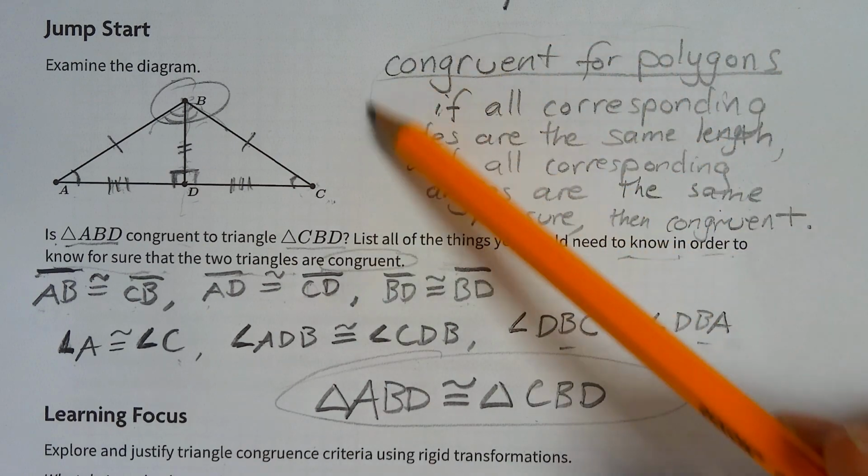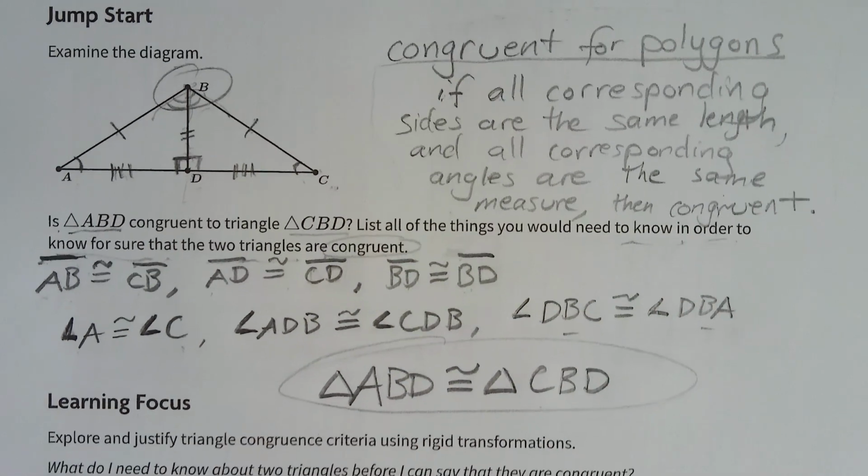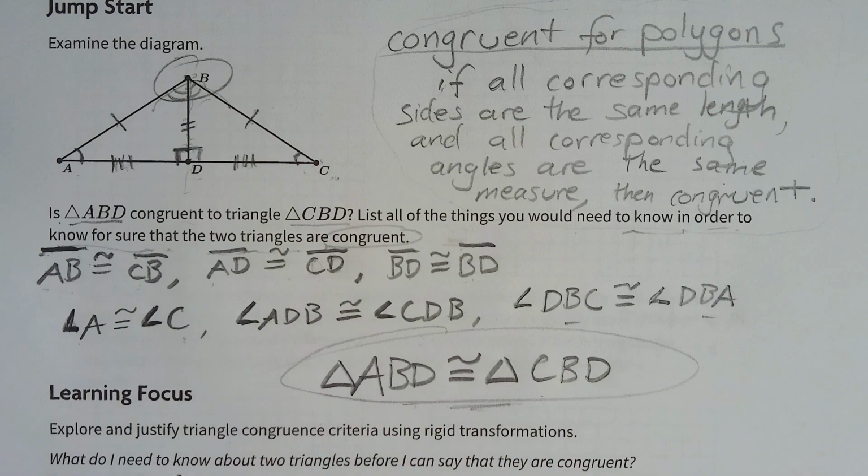I like to write the definition like this because it makes more sense to our brains, like the idea that something would be the same length and the same measure. But then when we actually start writing statements, I like to use congruency statements because our ultimate goal is to say the two triangles are the same.